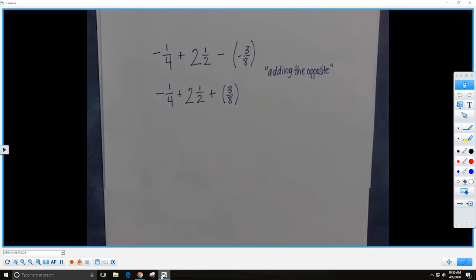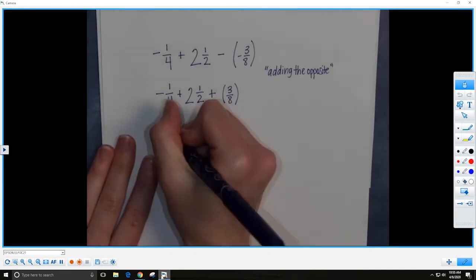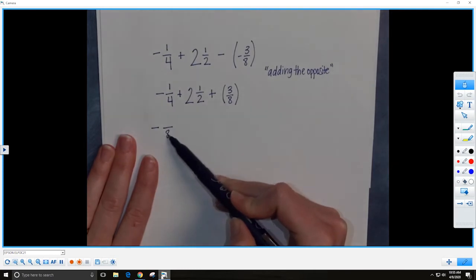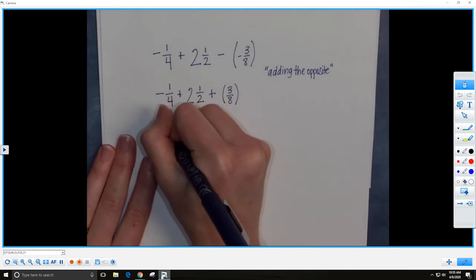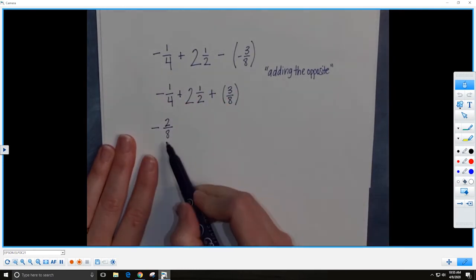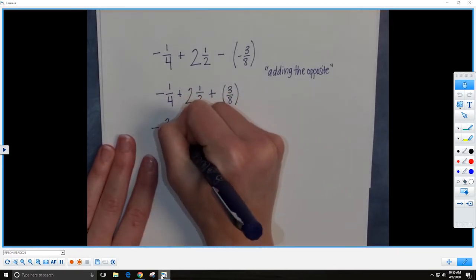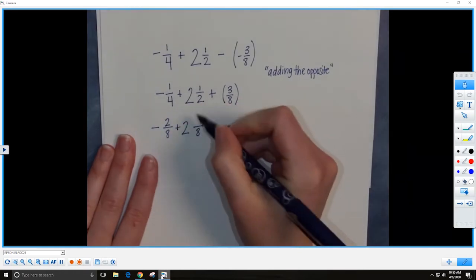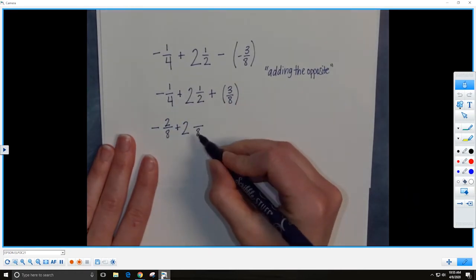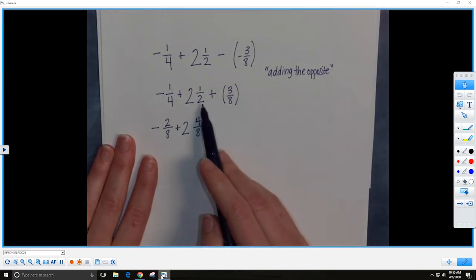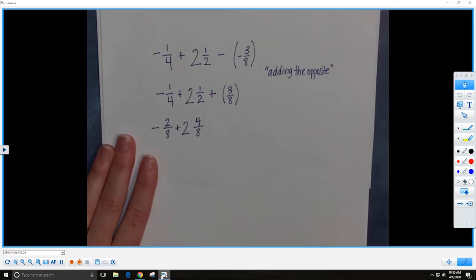All right, so our common denominator is 8. 4 times 2 gives me 8, so 1 times 2 is 2. So -1/4 is the same as -2/8. Okay? 2 times 4 is 8, so 1 times 4 is 4. So 2 1/2 is the same as 2 4/8.